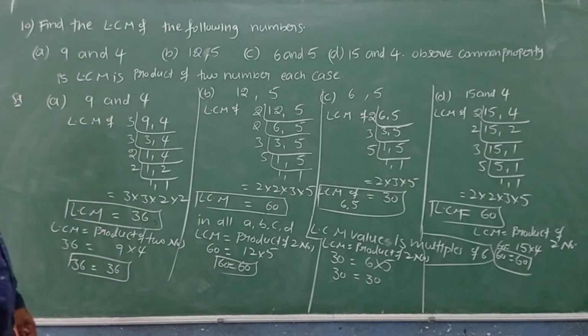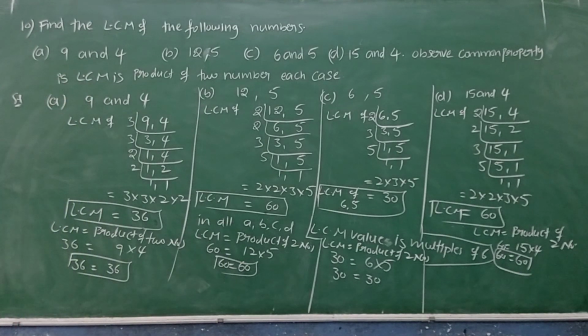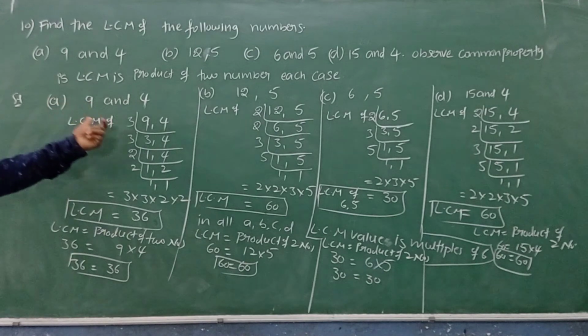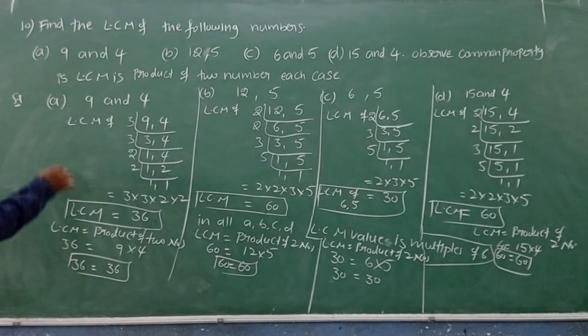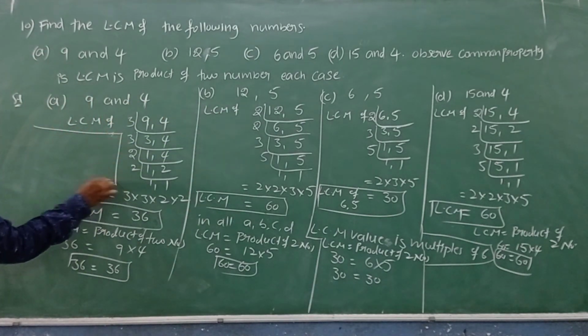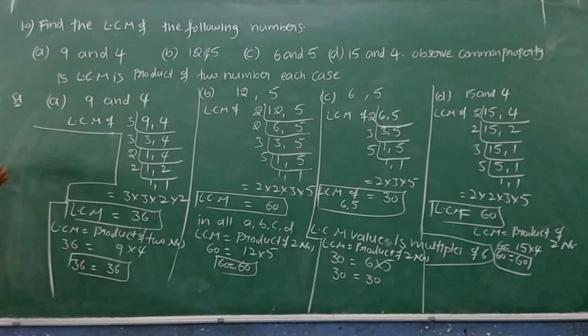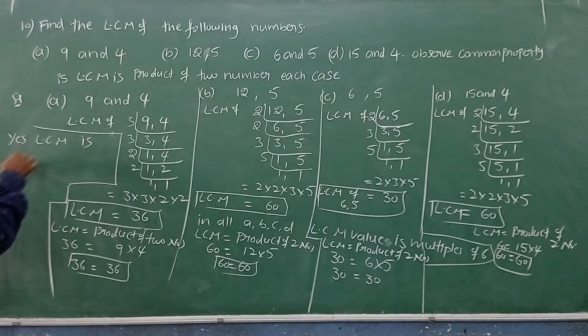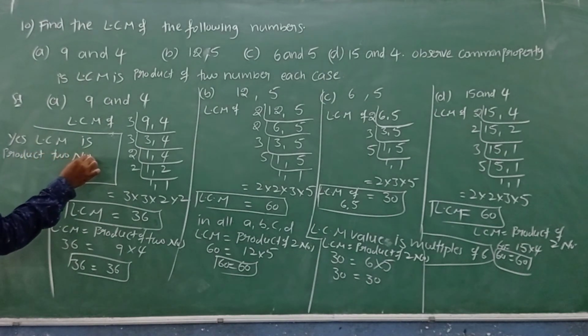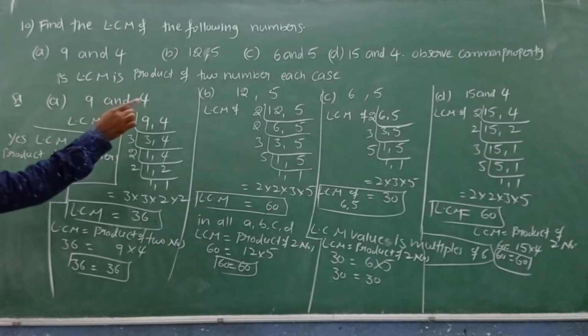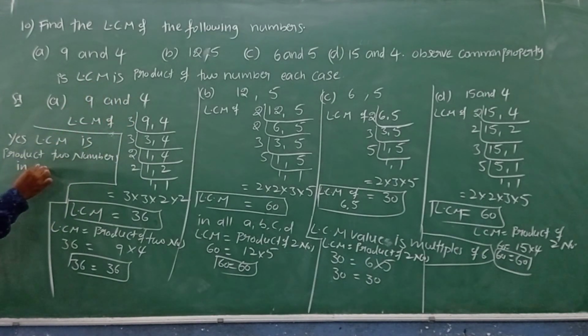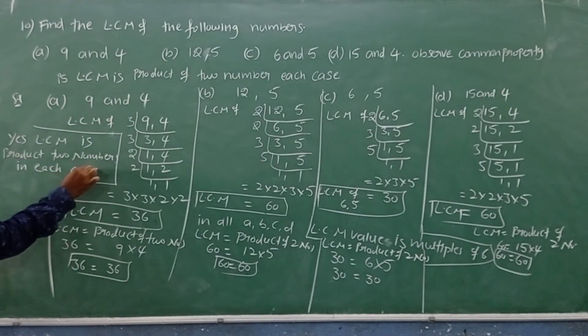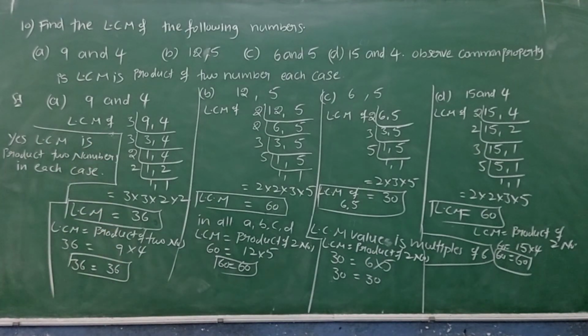Now what can we write? In all the four cases, I observed that LCM is equal to the product of two numbers in each case. Let me write the conclusion here now. LCM is equal to the product of two numbers in all the four cases. In each case, LCM is equal to the product of two numbers.